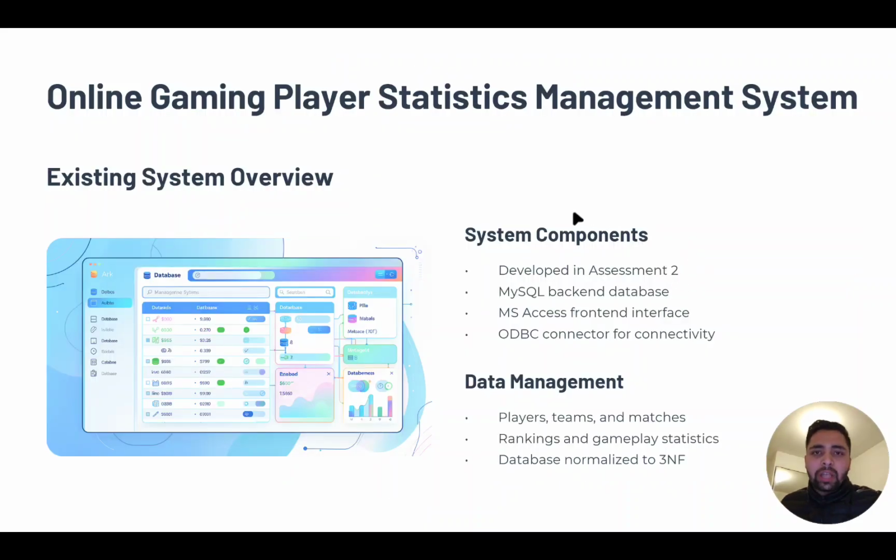So, talking about our existing system, the online gaming player stats management system was developed in our assessment 2 as a group project. This system used MySQL as a backend database and MS Access as a front-end interface, connected through an ODBC connector. This database manages the players, teams, matches, rankings, and gameplays. Database normalization up to the third normal form was done to maintain the consistency of the data and reduce the redundancy of the database.